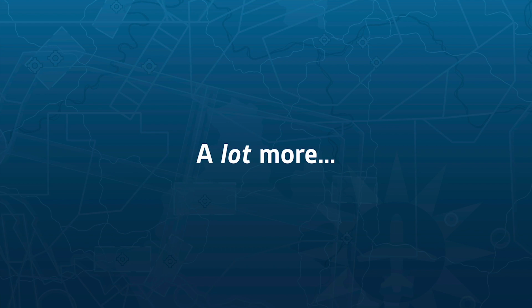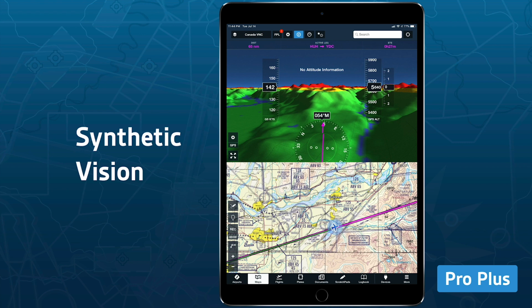So far we've covered the basics from your maps page, your airports page, and into the flights page, all the way down to filing a flight plan. But there's a lot more. Beginning with none other than synthetic vision.